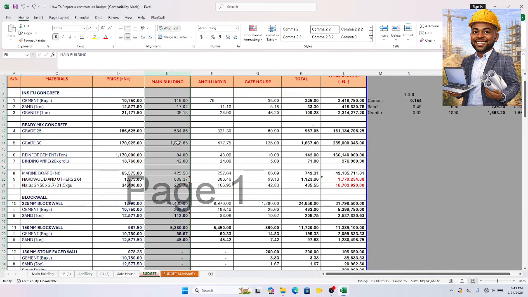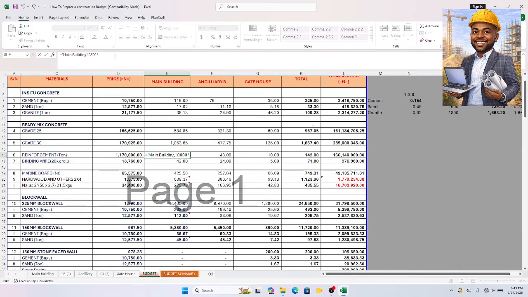Let's go. All right, reinforcement. This is total reinforcement in tons. This is total for ancillary building. This is for the main building. Do I have waste? Let's add waste. Let's say we add 1.1 because of cutting waste.